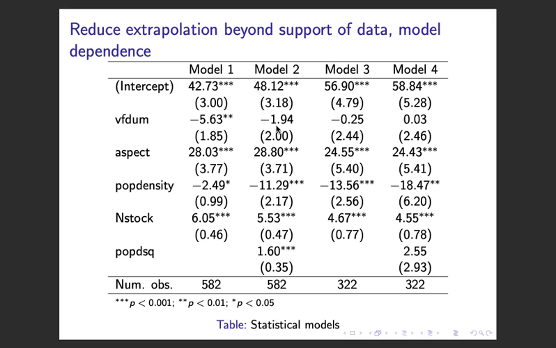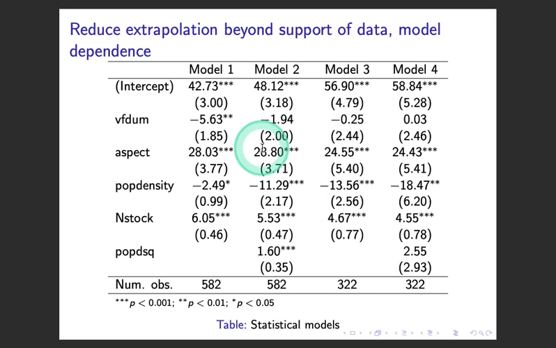Now in this case, models 1 and 2 are with the data prior to matching. Models 3 and 4 are with the data after matching. So before matching we have 582 observations, after matching we have 322. So this is what Gary King says: matching is pruning the data to improve balance.